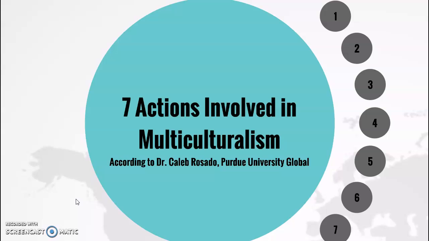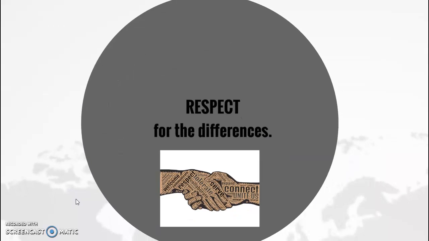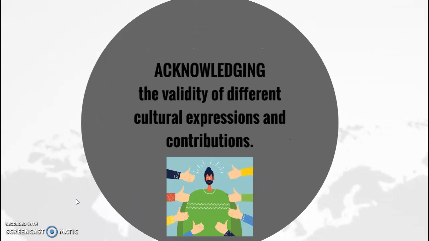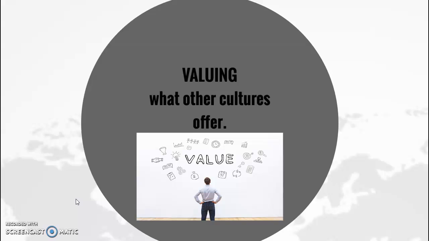According to Caleb Rosada from Purdue University Global, there are 7 actions involved in multiculturalism that teachers and staff can practice daily within the elementary school. The first one is recognition of the abundant diversity of cultures. The second is respecting the differences between cultures. Acknowledging the validity of different cultural expressions and contributions. Valuing what other cultures offer.